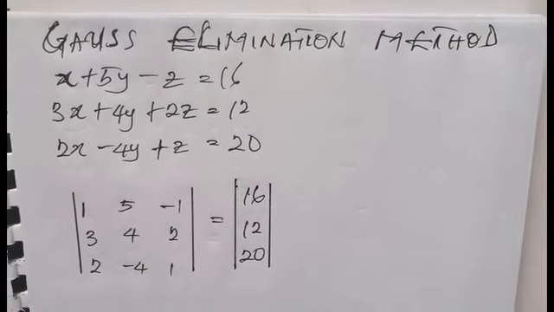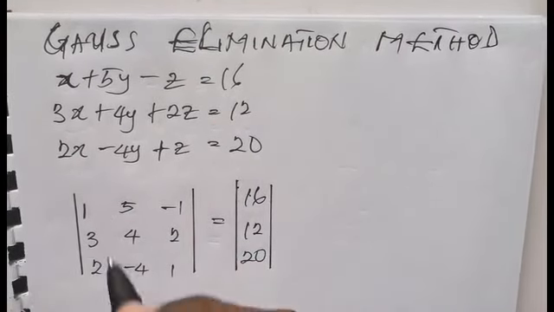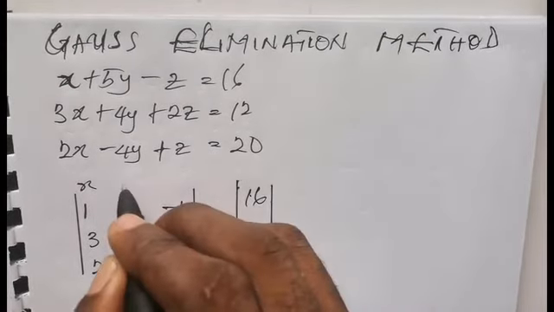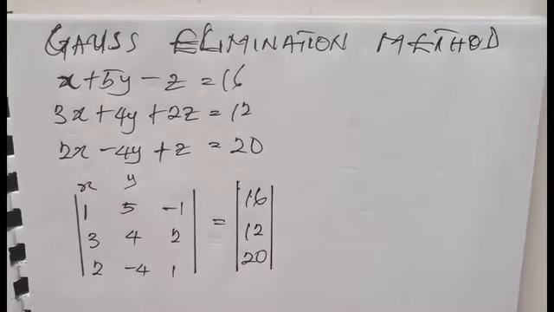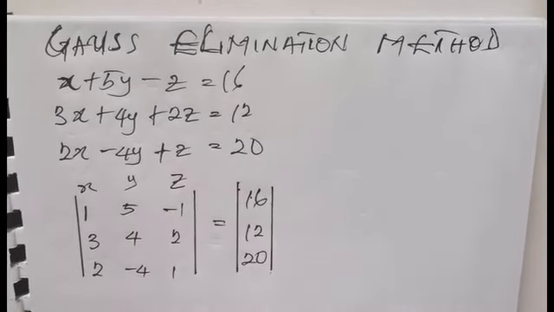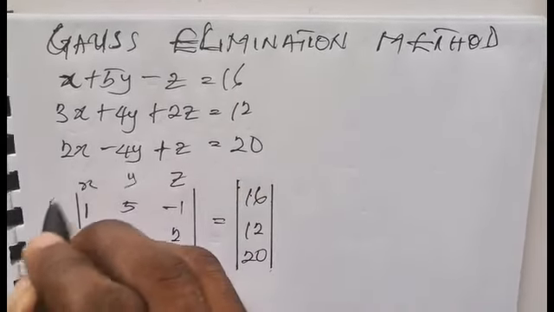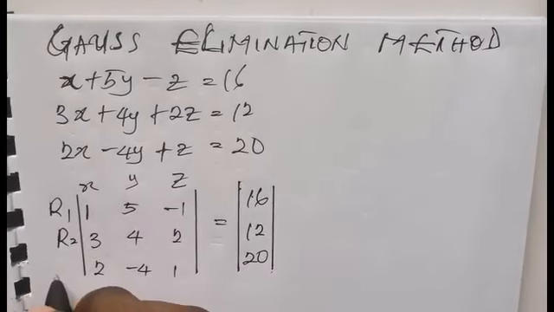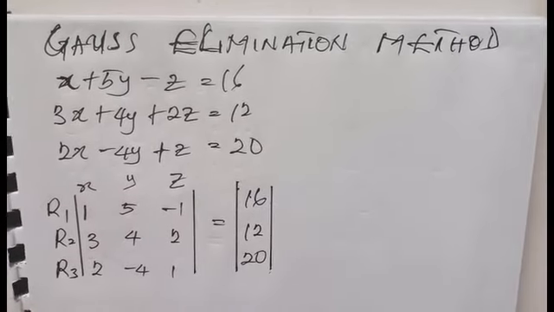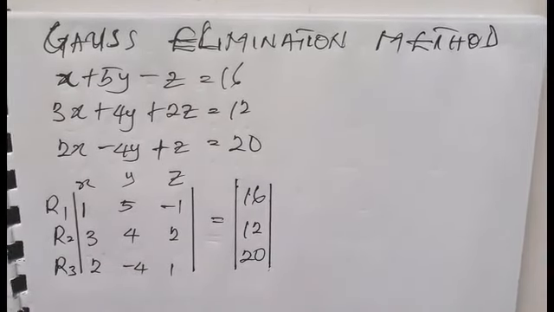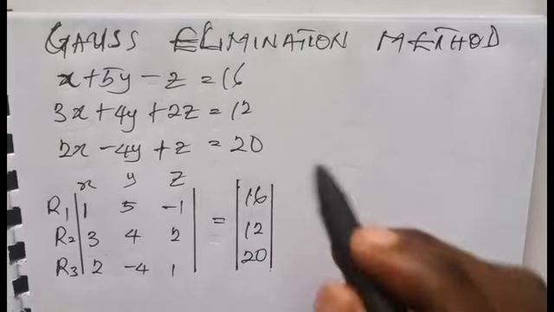you simply have this, where this represents the column of x, so you simply append x here. This represents the column of y, you simply append y there. And this represents the column of Z, so you simply append Z. Not also forgetting, this is the first row, R1, this is the second row, R2, and this is the third row, R3.